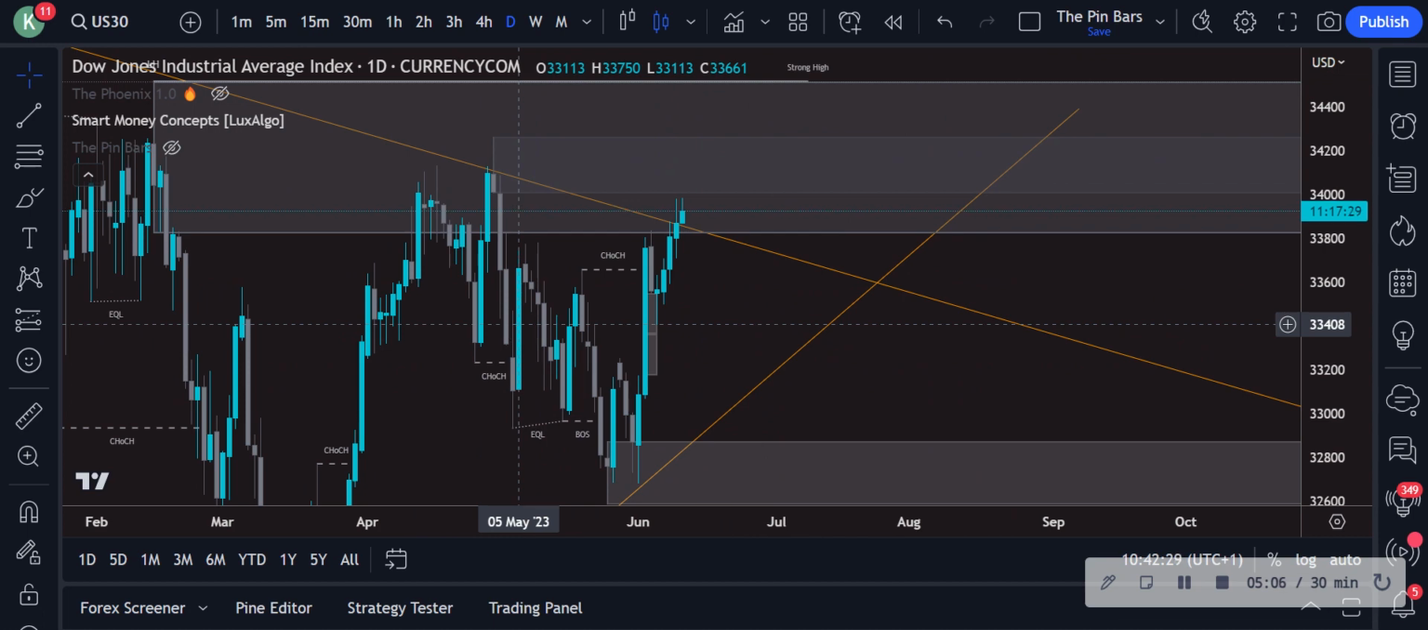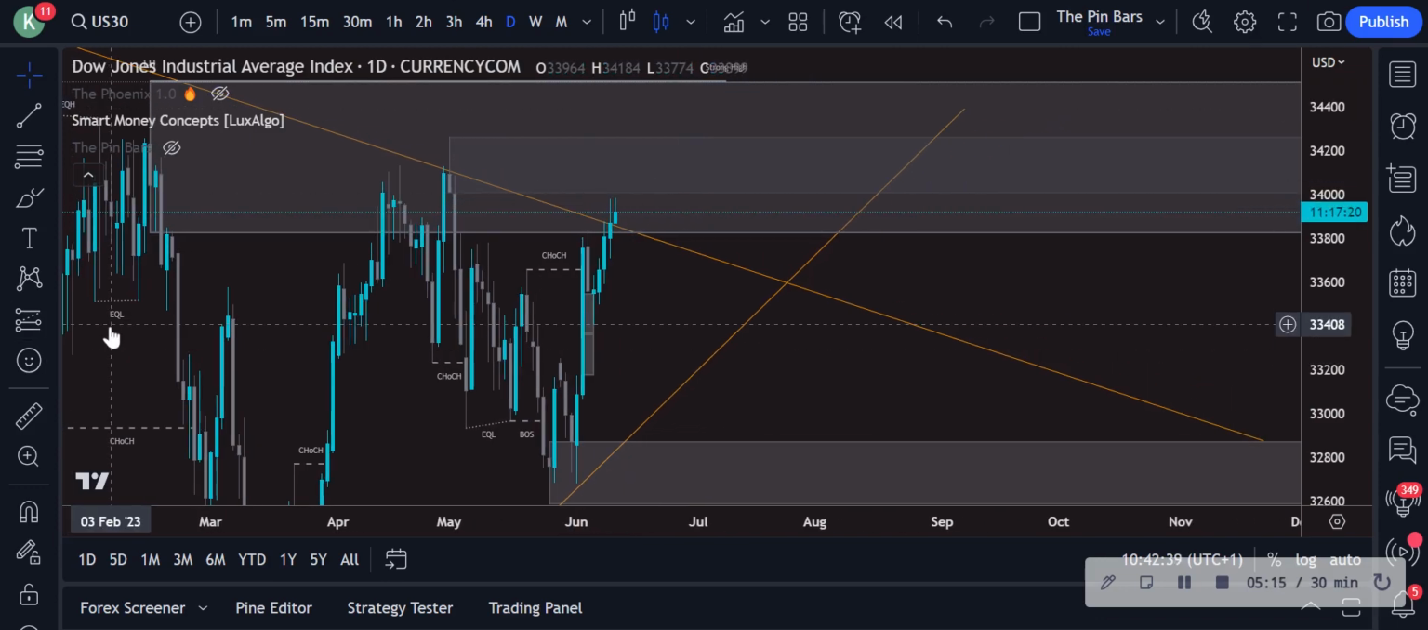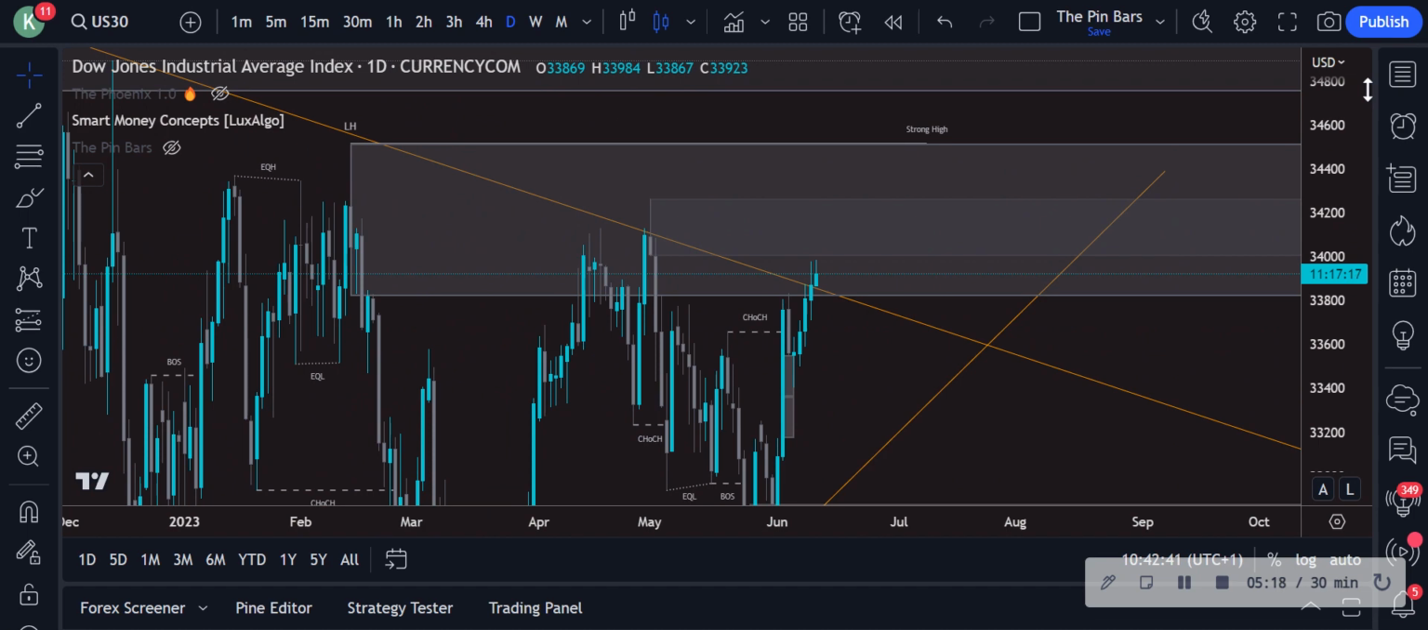Probably later part of the day when New York opens, see what price does, because it could literally give us a long wick, reject it, and drop right back down. And if that happens, then I'm looking for sells. Okay, guys, so that's really my take of analysis for today.